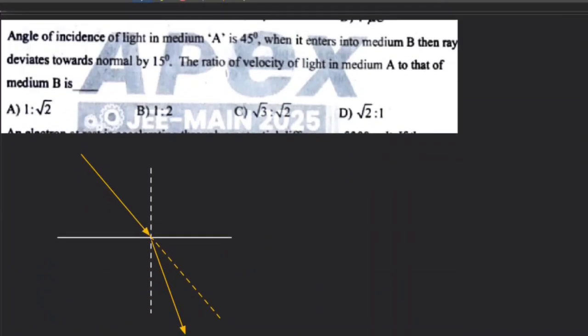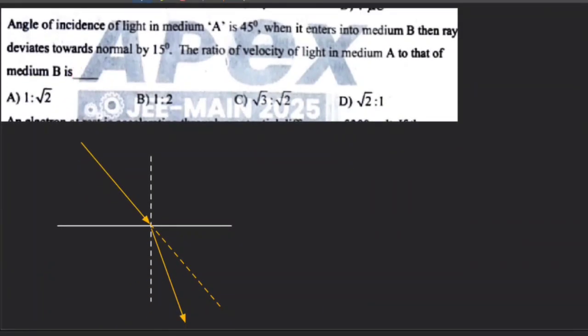So next one, this one. Angle of incidence of light in medium A is 45 degrees. Let me say there is a medium A and a medium B, and the ray makes an angle of incidence of 45 degrees. It enters into medium B. Then the ray deviates towards the normal by 15 degrees. Actually it would have gone straight, but it is deviating like this, by 15 degrees.